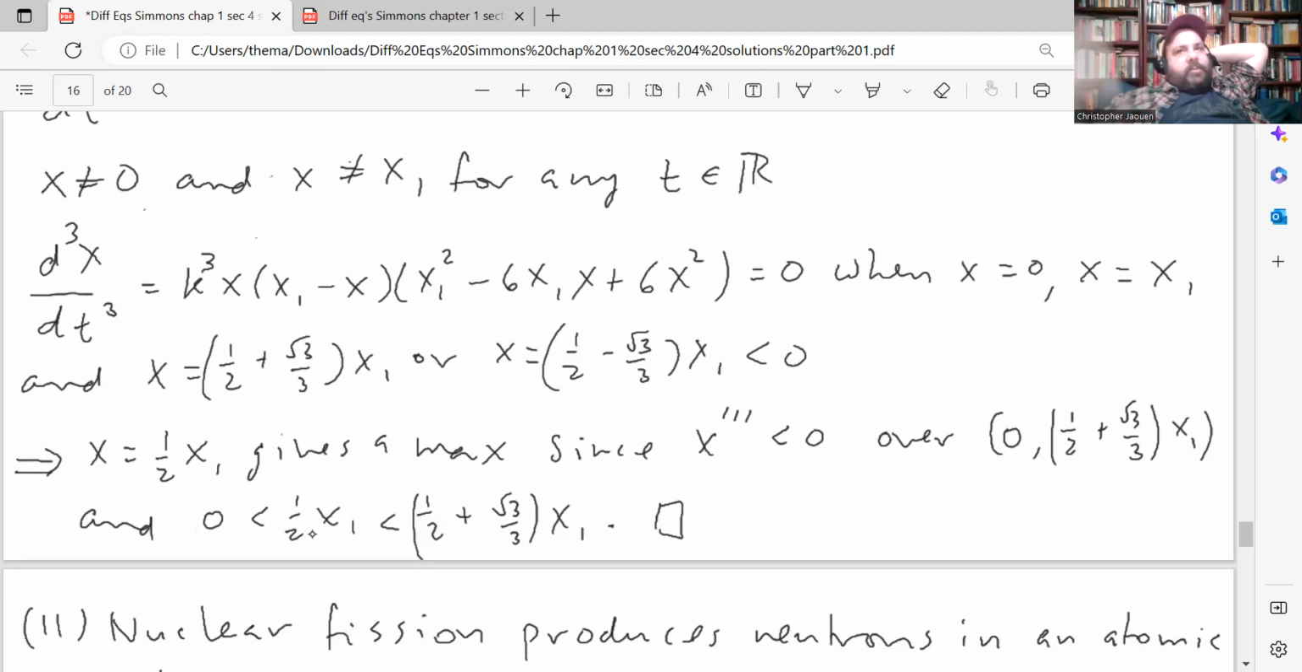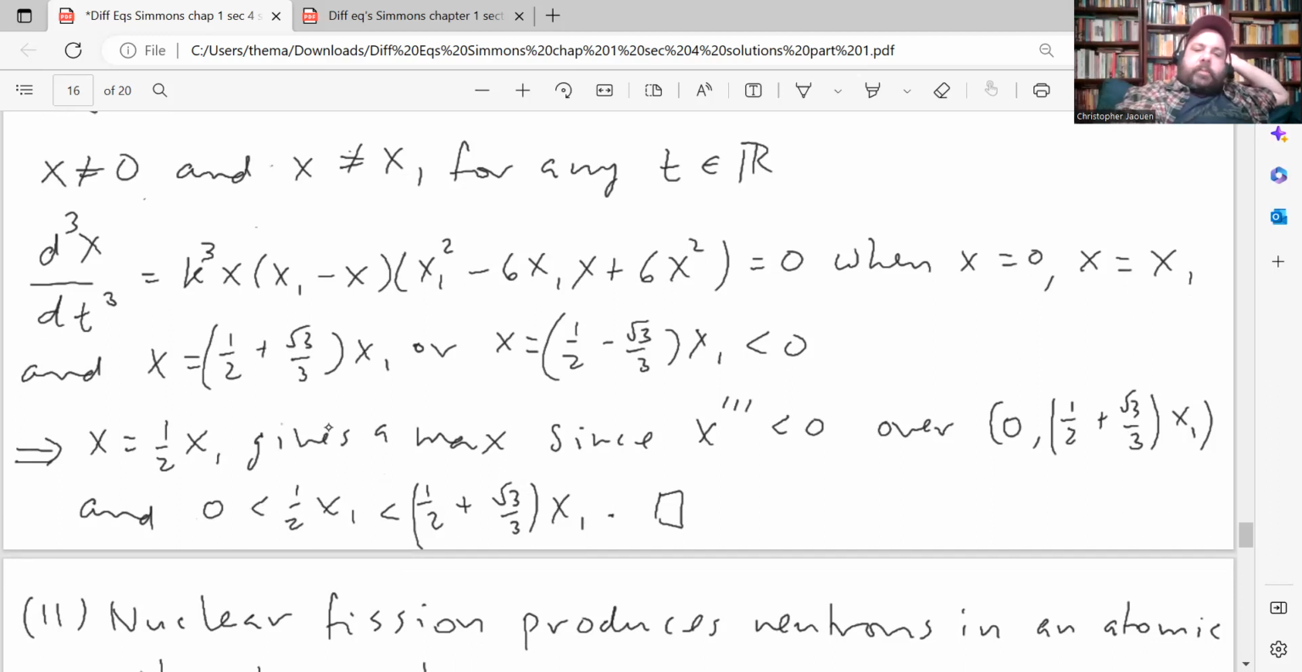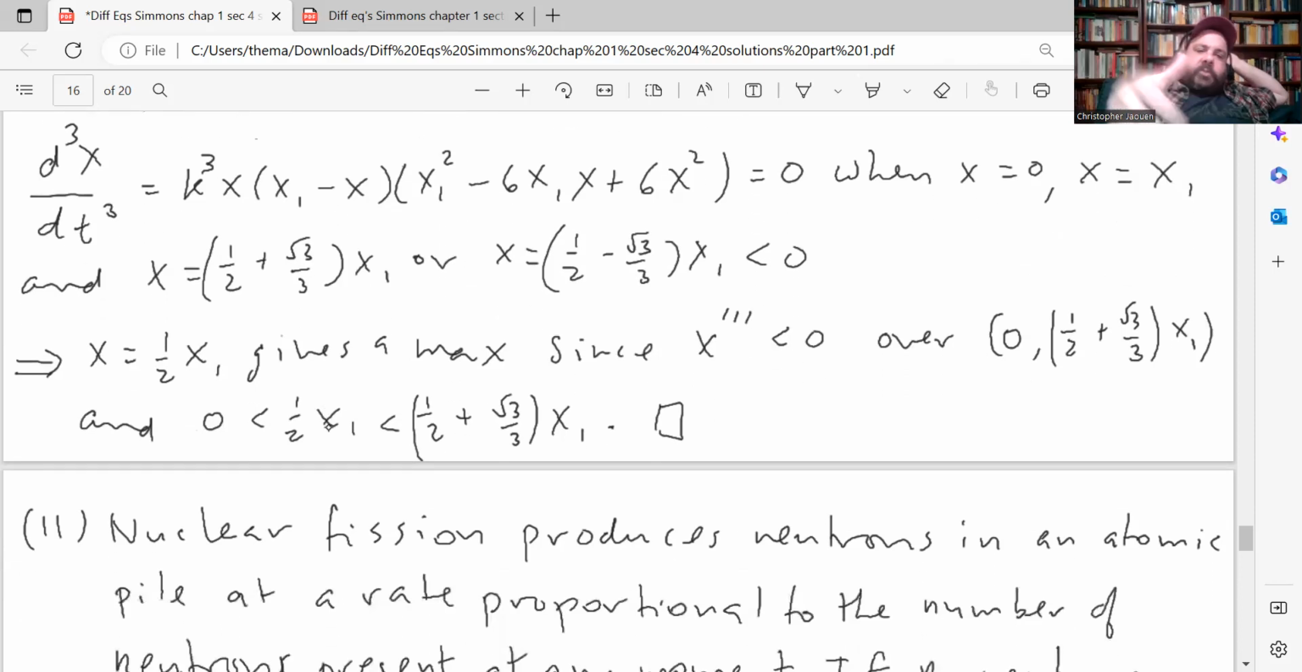But again, remembering here, I'm looking at the third derivative because that's the second derivative of the first derivative. So this value of the population gives a maximizing value. That's when the population is increasing most rapidly, right? It's halfway between x0 and x1, or halfway between the 0 and the carrying capacity.